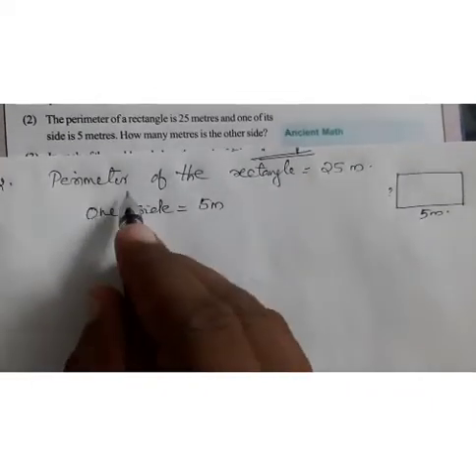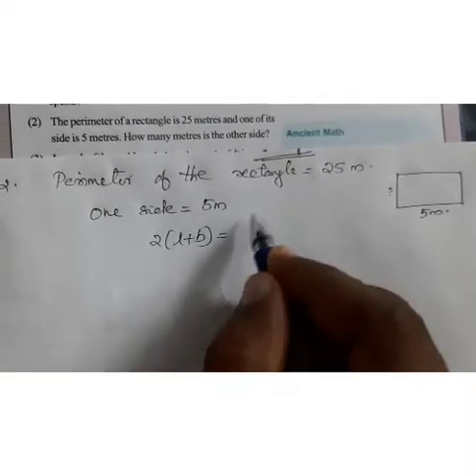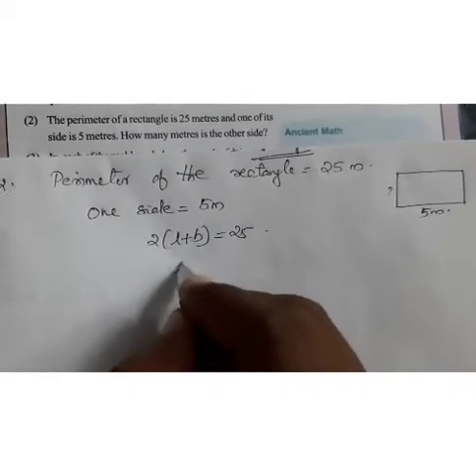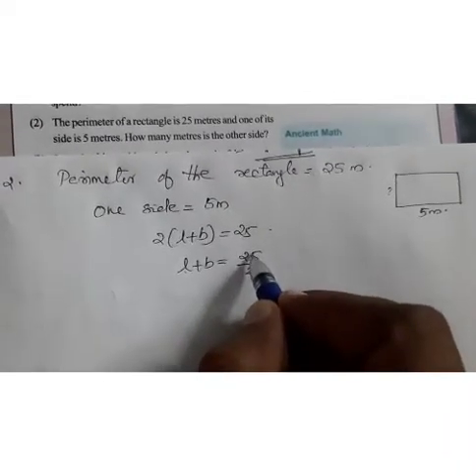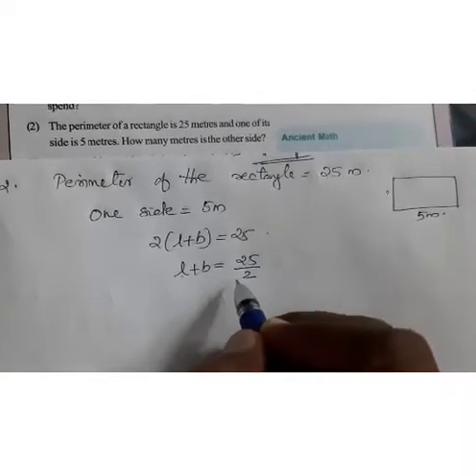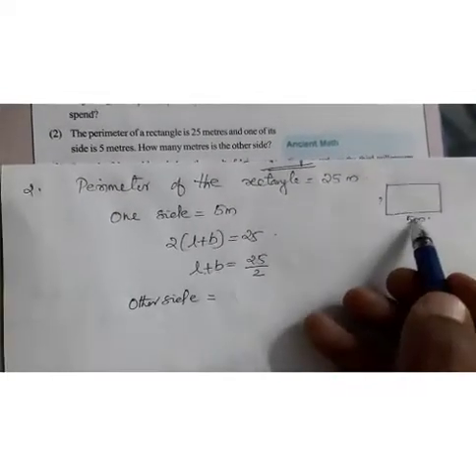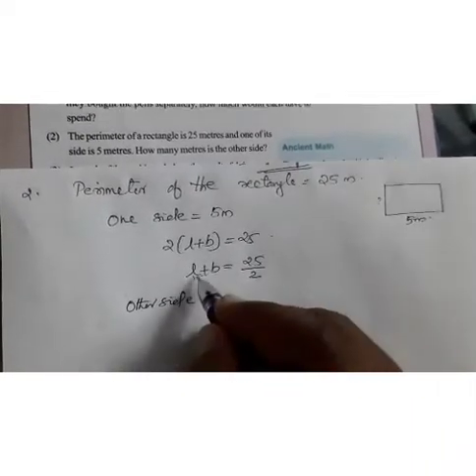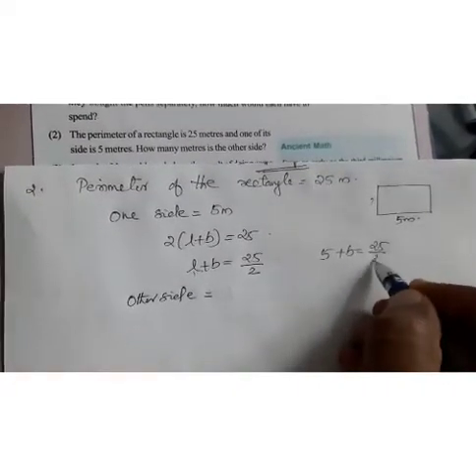So you know what the perimeter is? Perimeter of a rectangle is 2 into (L plus B). What is given? That is 25. So L plus B is equal to 25 by 2. So the sum of length and breadth is perimeter by 2. In this, one side is 5 meters. So L you consider as 5 meters, plus B is equal to 25 by 2.